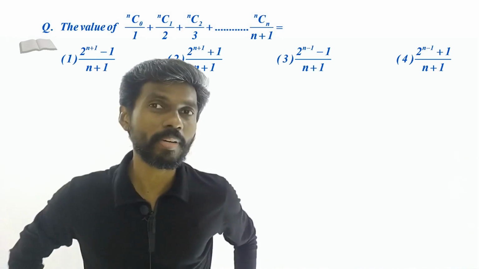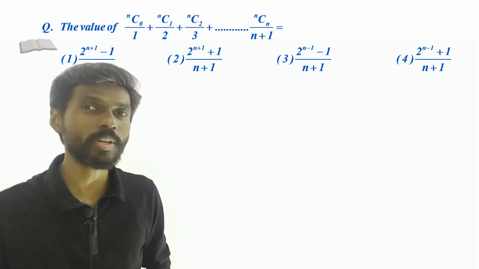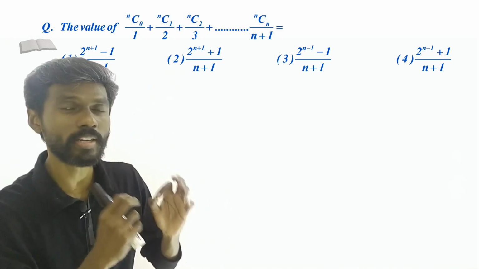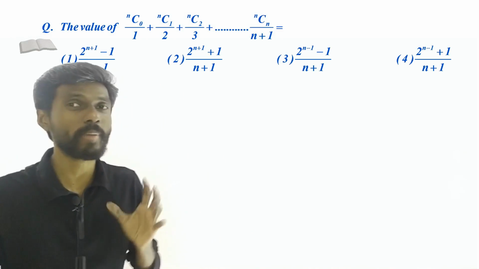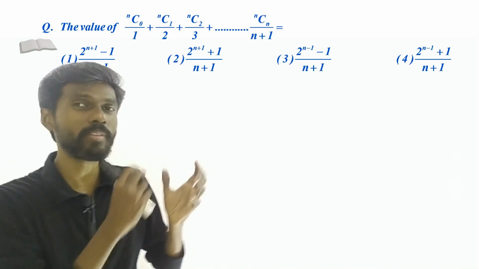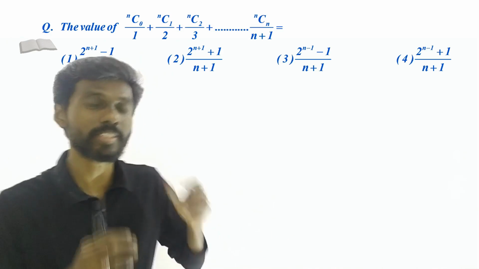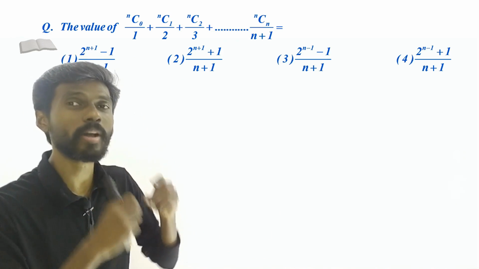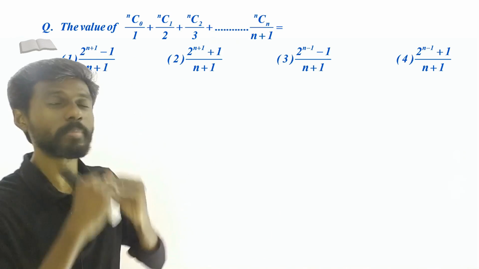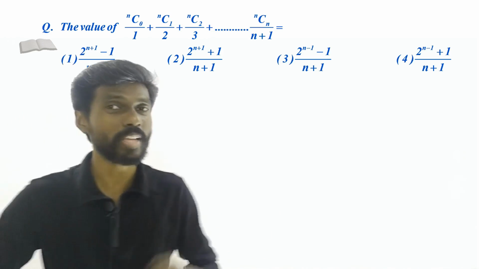This time we have the numbers in the denominator, right? So nC0 divided by 1, nC1 divided by 2, nC2 divided by 3, etc. When numbers are multiplied, we use the differentiation method. But here we have to use integration, right? The integration of x cube is what? x to the power 4 divided by 4. The number will come in the denominator. Obviously, we have to use integration, right?